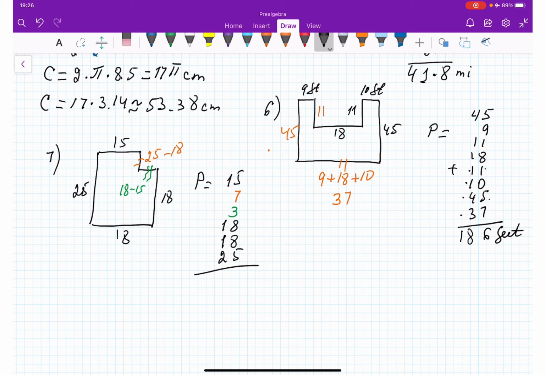Okay, 5 plus 7, 12, and 3, 15, and 8, 23, 31, and 5, 36. So we write down 6 and 3 in mind. Okay, 1, 2, 3, 5, and 3. It's going to be 86 meters. Okay, number 8.